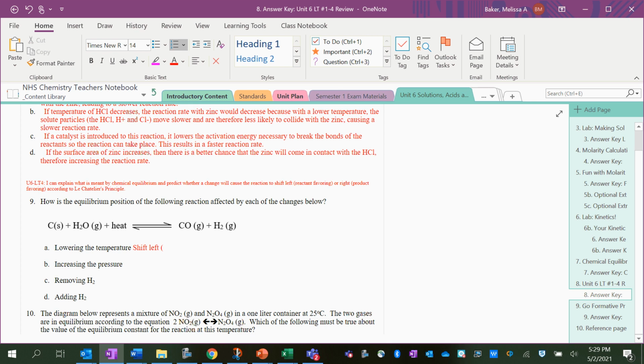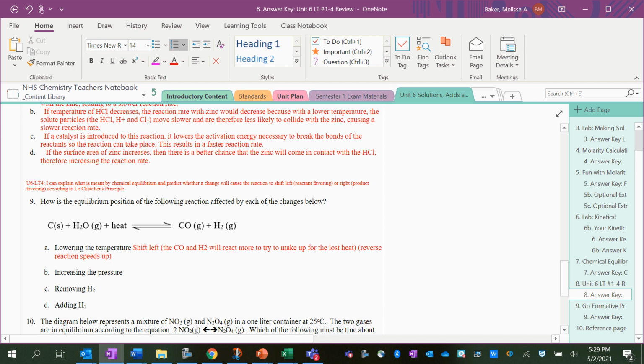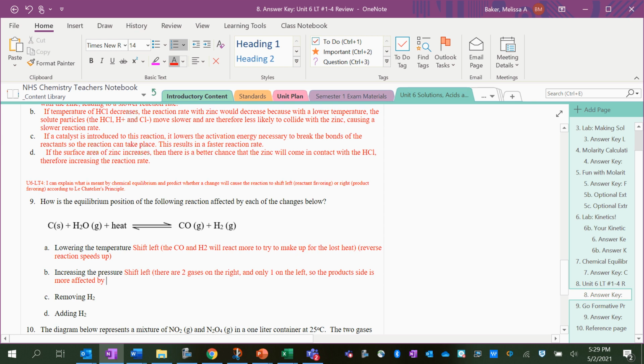Because it will try to compensate. So the CO and H2 will react more to try to make up for the lost heat. So the reverse reaction speeds up. If you increase the pressure, this will shift left. There are two gases on the right and only one on the left. So the product side is more affected by a change in pressure. So the reverse reaction speeds up.